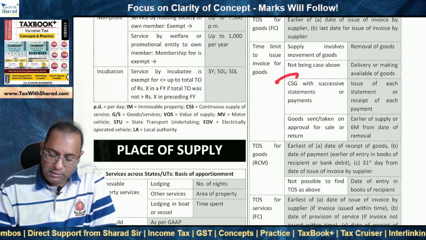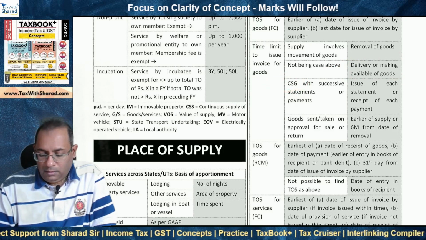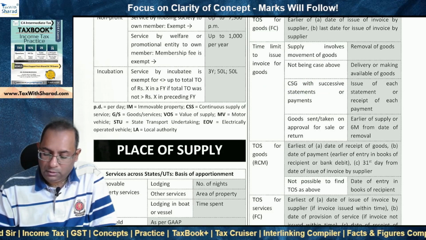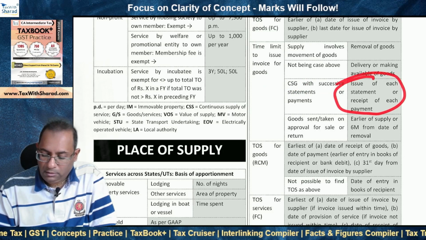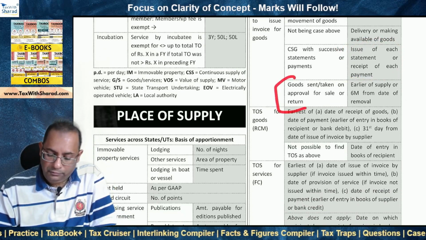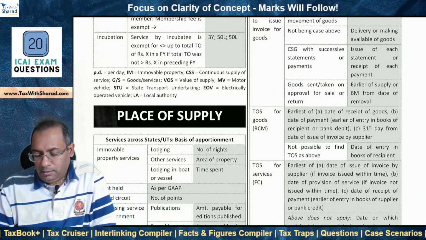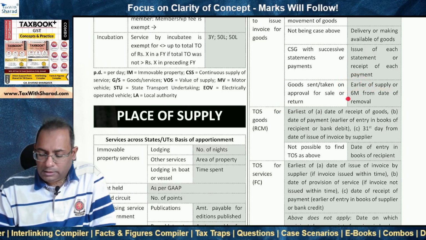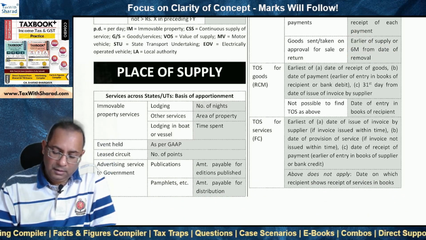In case of continuous supply of goods with successive statements or payment, the time limit is before or at the time of issue of each statement or receipt of each payment. In case of goods sent or taken on approval for sale or return, it is before or at the time of earlier of supply or 6 months from the date of removal.